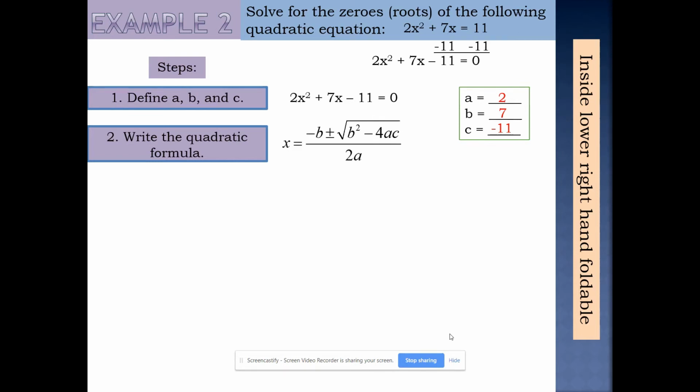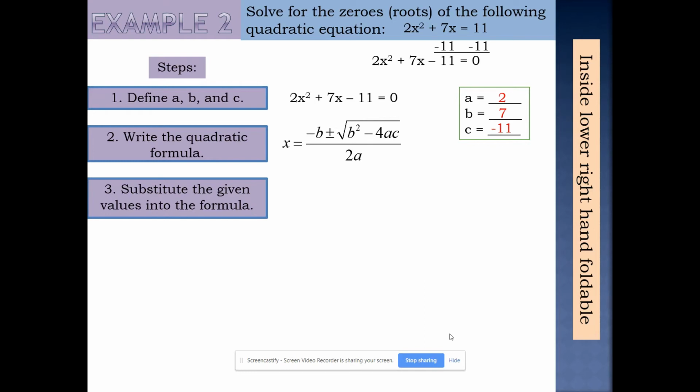Okay, we're going to write our quadratic formula out first. And then we're going to substitute all of the values into our quadratic formula. So we end up with negative 7 plus or minus the square root of 7 squared minus 4 times 2 times negative 11 divided by 2 times 2.